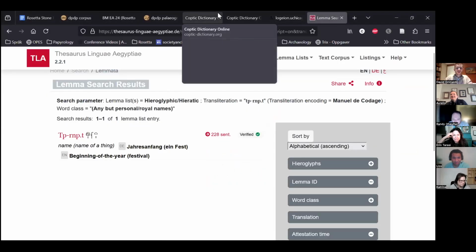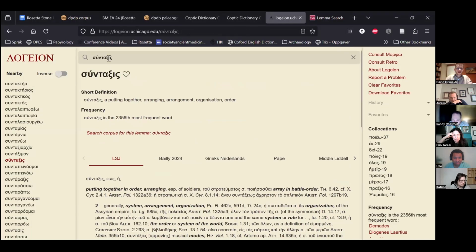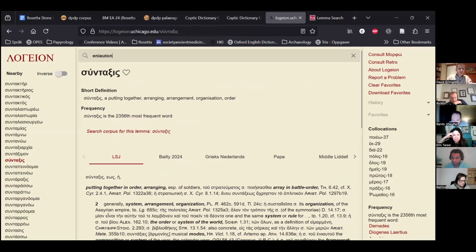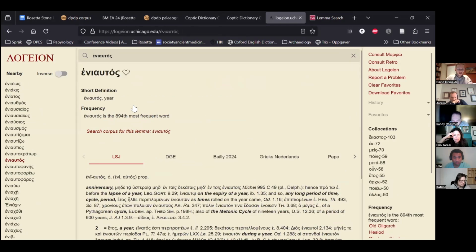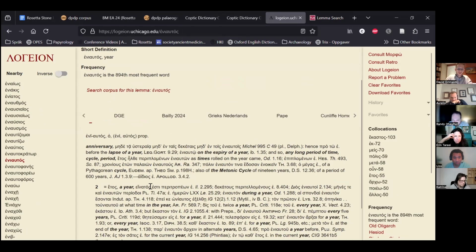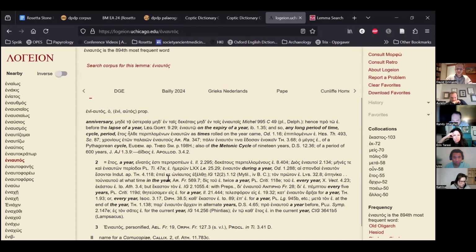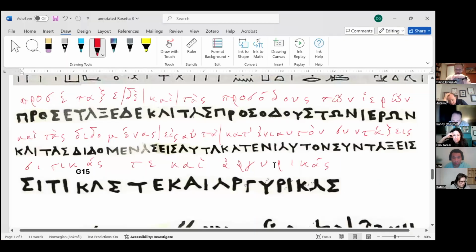That's another word actually. It means yearly. Eniauton is a year, I guess. So kat eniauton means by the year or every year. Okay. And so they give the income yearly.